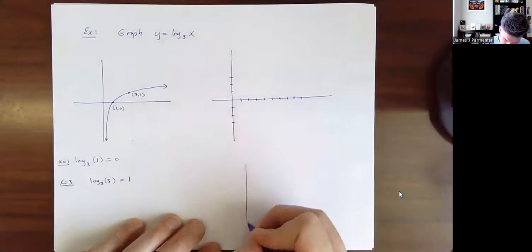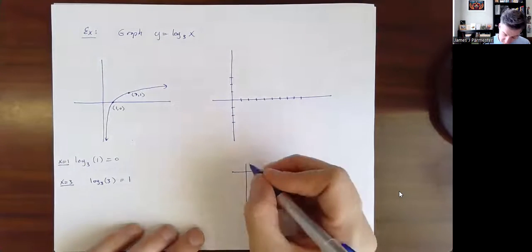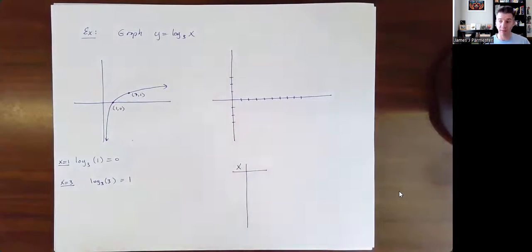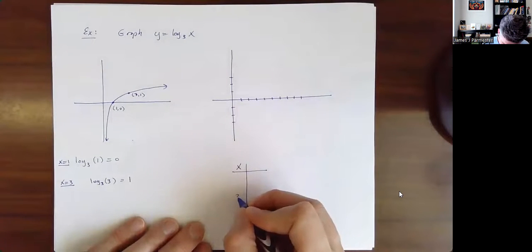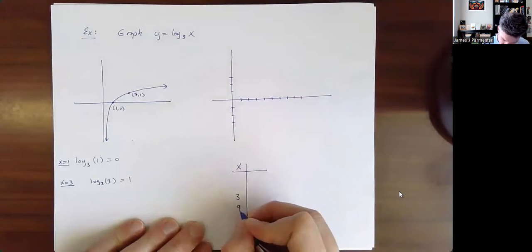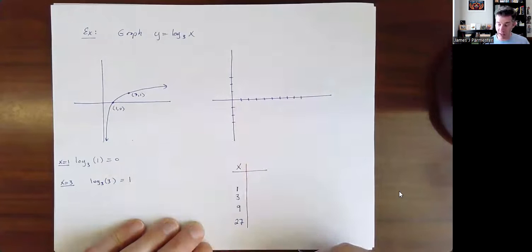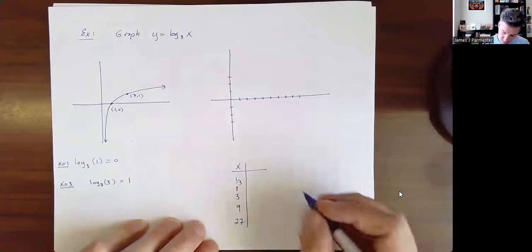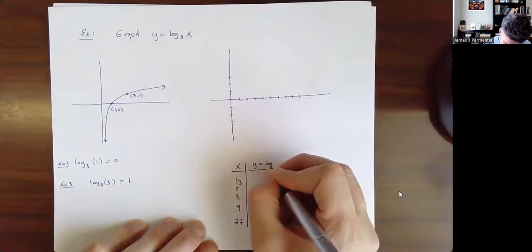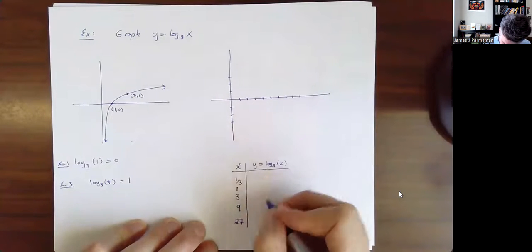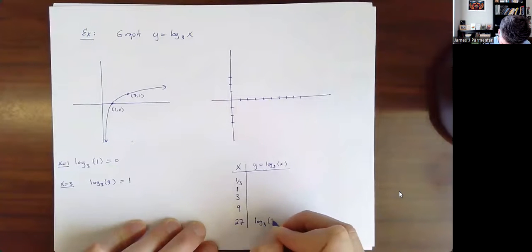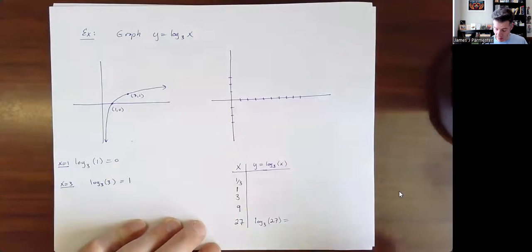If I was going to plot some points, I'm going to pick x values that are nice powers of 3. So I'm going to pick 3 to the first and 3 squared. I'm probably not going to actually do 3 to the third. But then also 3 to the 0th, 3 to the -1. I'm picking all powers of 3 for my inputs so that my outputs are nice. So now if my y value is log base 3 of x, let's start at the bottom. Log base 3 of 27 is 3 because 3 to the third equals 27.